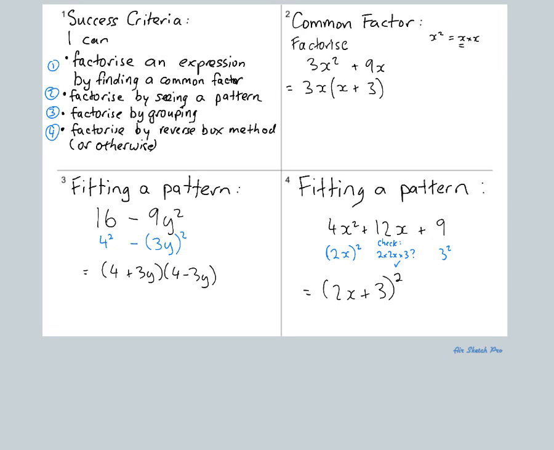Just looking at the left-hand side of the board, again, remember that the middle term always keeps the same sign as the original expansion, if you like. So if that was 4x squared minus 12x plus 9, then the answer would be 2x minus 3 all squared. But because the middle term is plus, then it means that the factorized 2x plus 3 all squared is a plus.